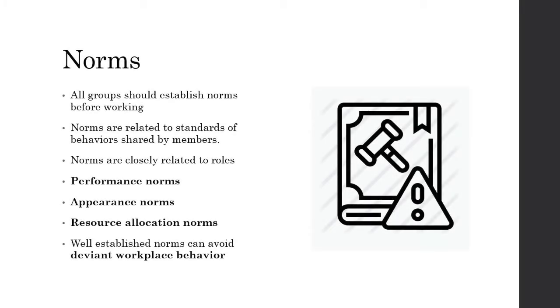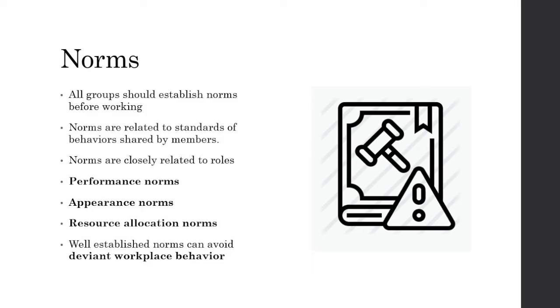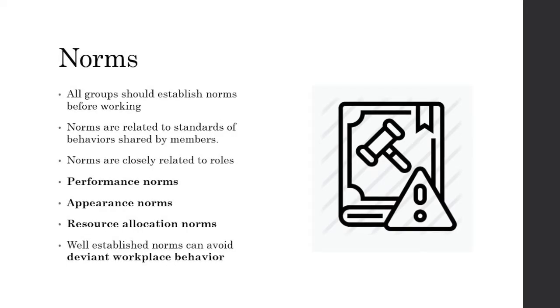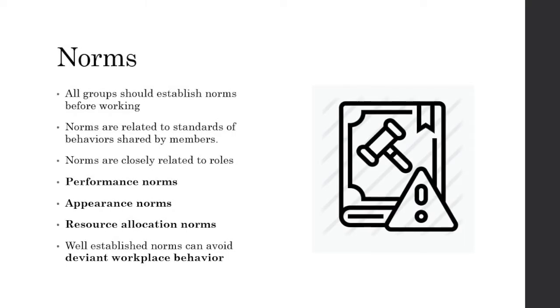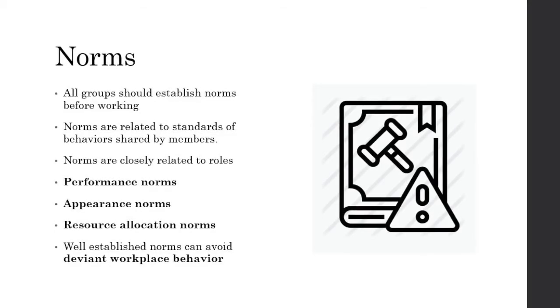The second property that we found really important in order to improve group performance is norms. All groups should establish norms before working, and this is something that Sebastian told us since the first day, and we actually did it. Remember, with the group cases, we established some norms and rules of how we were going to work. For example, we have performance norms, about the quality of the job and the standards of the job we're going to present.